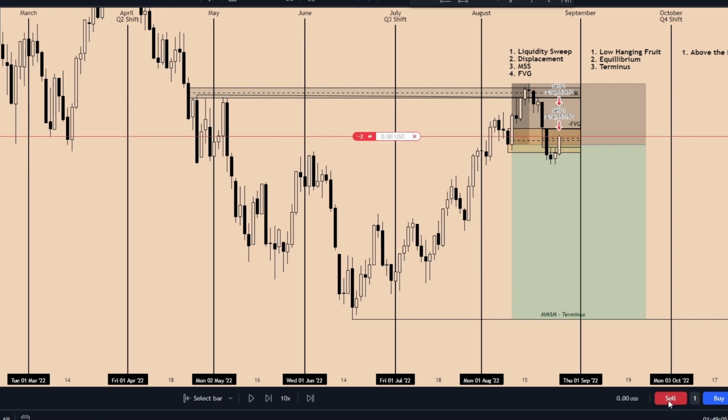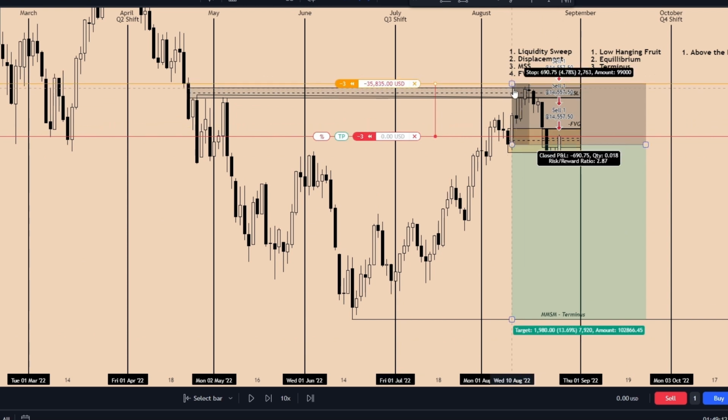All right, there we go. So let's sell 3 contracts here. We're going to set our stop loss initially just above the high that was formed, right? This is how I play it safe.